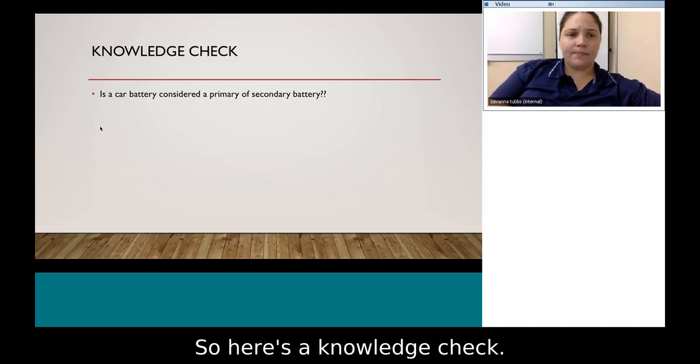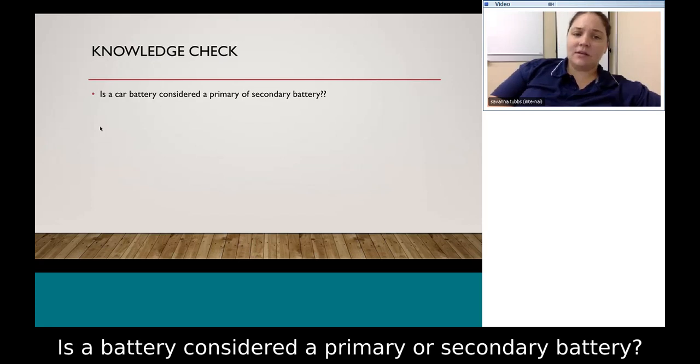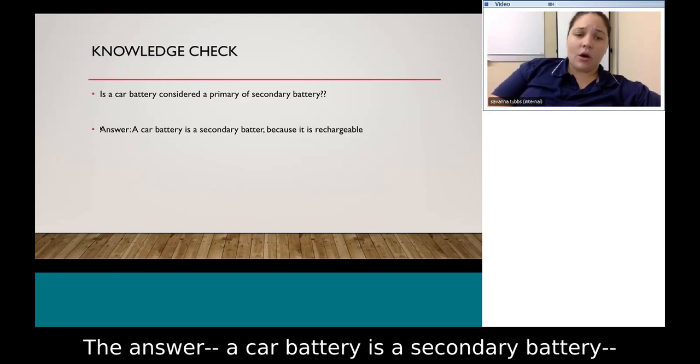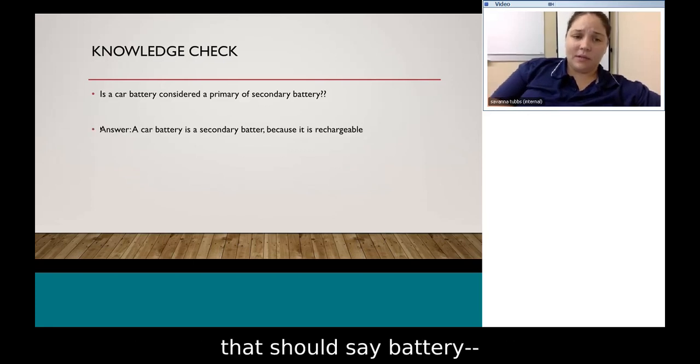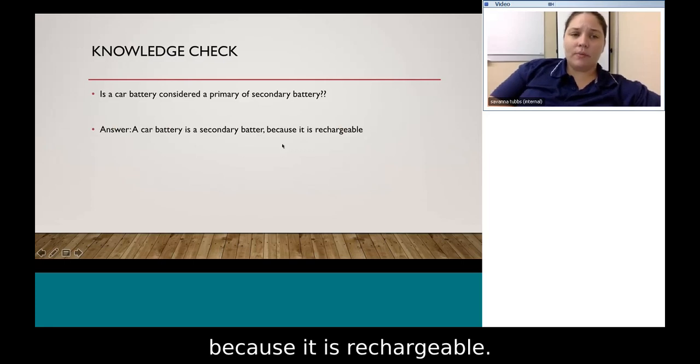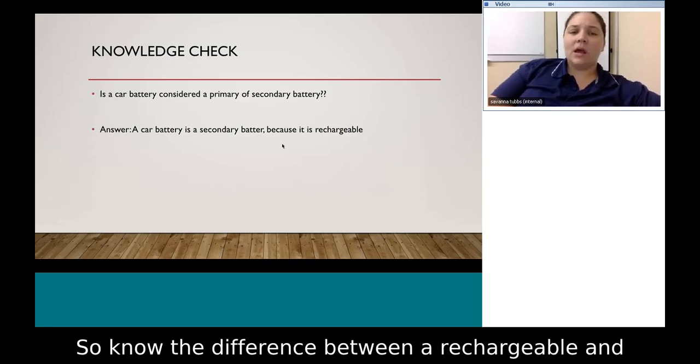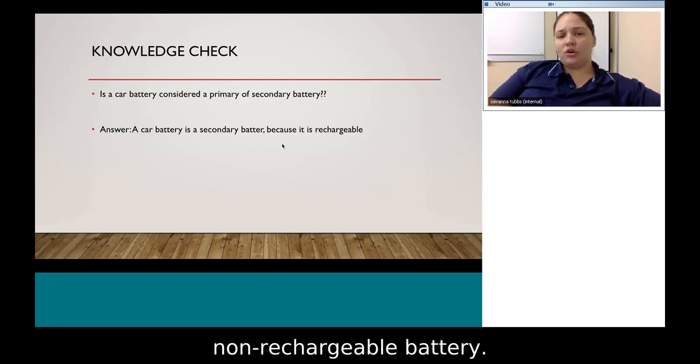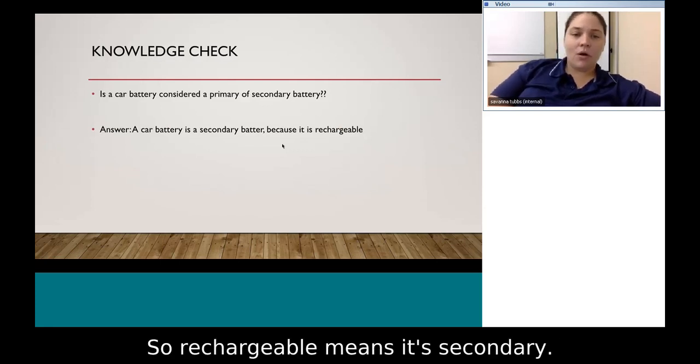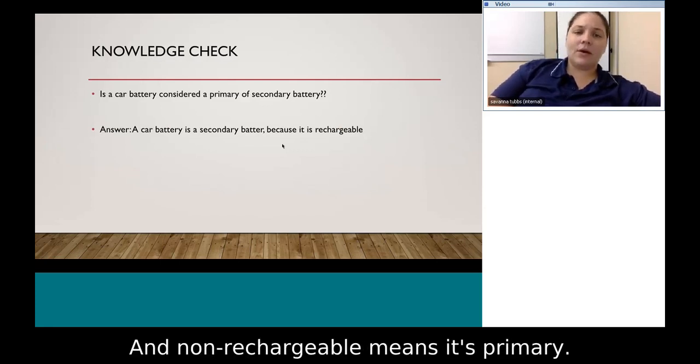So here's a knowledge check. Is a car battery considered a primary or secondary battery? The answer: a car battery is a secondary battery, because it is rechargeable. So know the difference between a rechargeable and non-rechargeable battery. Rechargeable means it's secondary and non-rechargeable means it's primary.